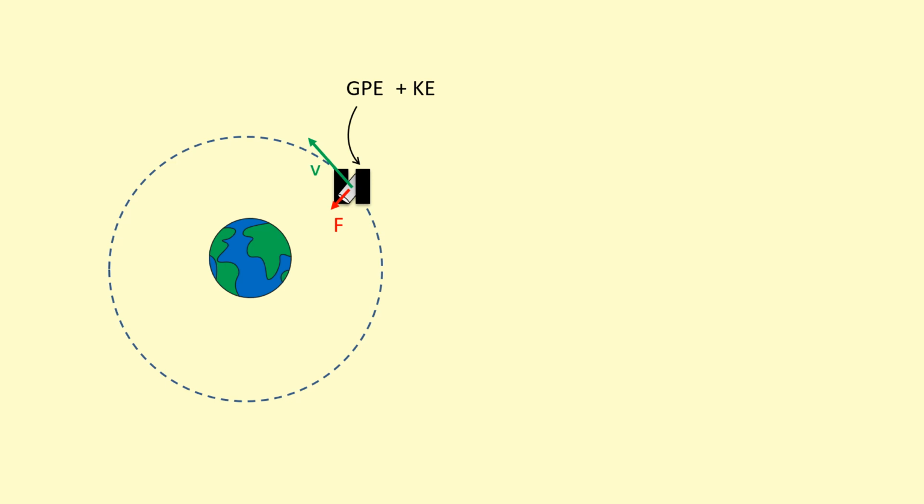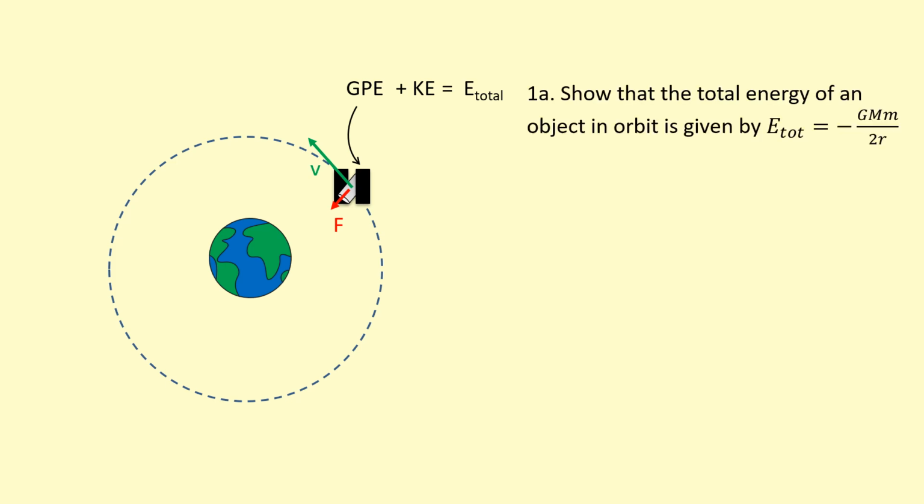So a really useful expression to determine is the gravitational potential energy plus the kinetic energy to give the total energy. I'm going to show that the total energy of an object in orbit is given by this equation, minus GMm over 2r, capital M being the mass of the object in the center, lowercase m is the mass of the object that's doing the orbiting, and r is the distance from the center.